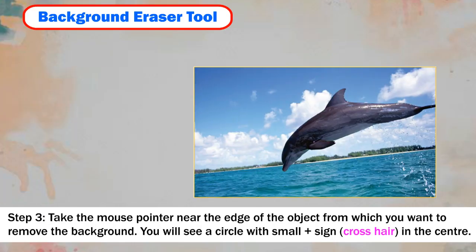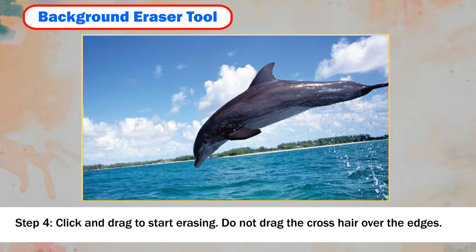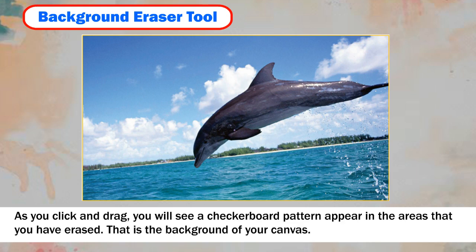Step 3. Take the mouse pointer near the edge of the object from which you want to remove the background. You will see a circle with a small plus sign, crosshair, in the center. Step 4. Click and drag to start erasing. Do not drag the crosshair over the edges. As you click and drag, you will see a checkerboard pattern appear in the areas that you have erased.